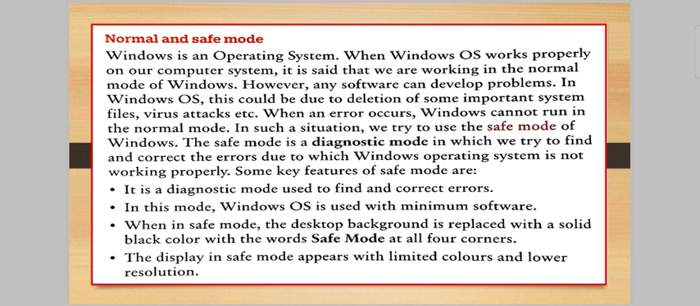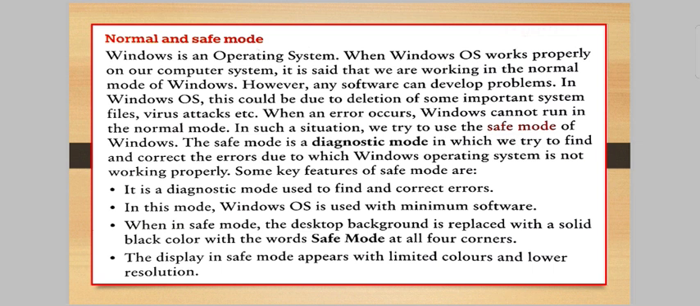Okay, the safe mode is a diagnostic mode in which we try to find and correct the errors due to which Windows operating system is not working properly. In safe mode, we can easily find the error of a computer operating system. Okay, some key features of safe mode are: it is diagnostic mode used to find and correct the errors. Okay, next is, in this mode Windows OS is used with minimum software.